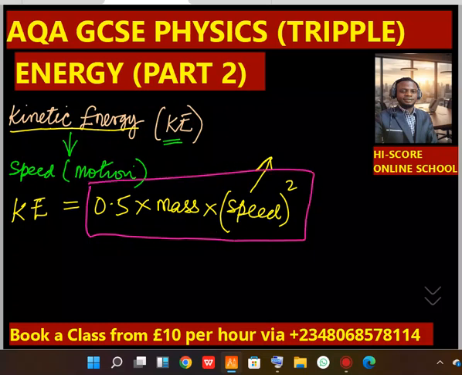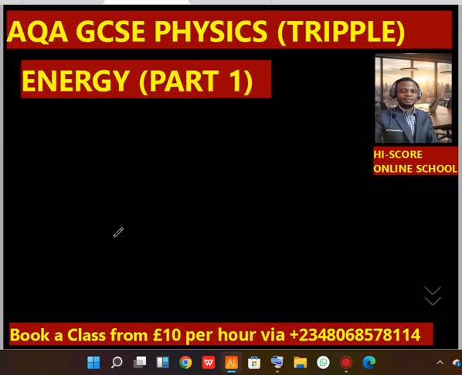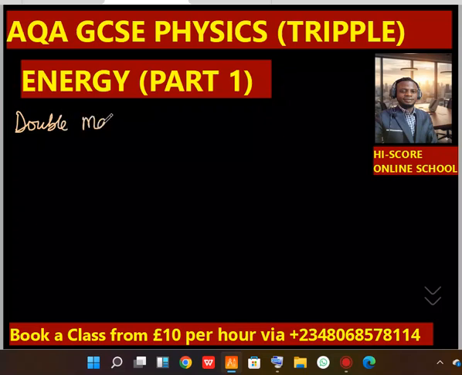Now, for some GCSE questions, we may be asked to tell what happens when we double the mass. If we double the mass, what happens to the energy? Let's find out. Let's say the initial energy is E1.